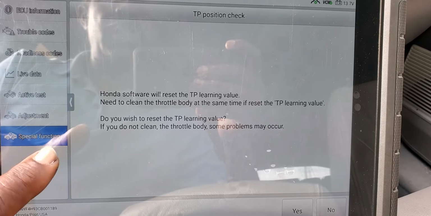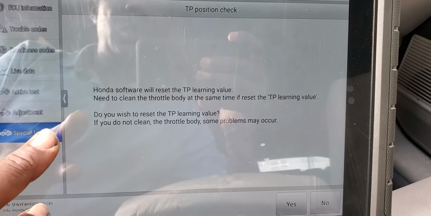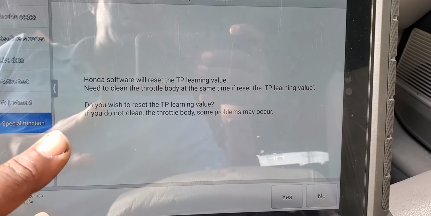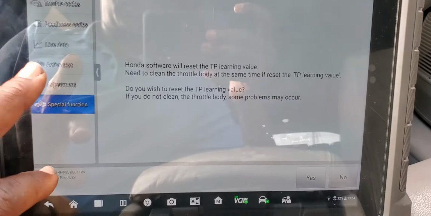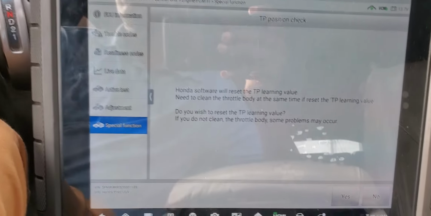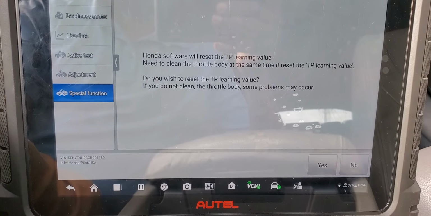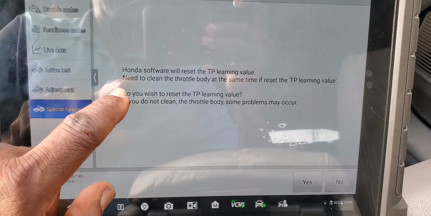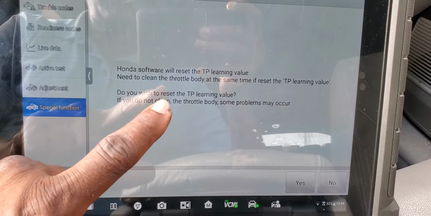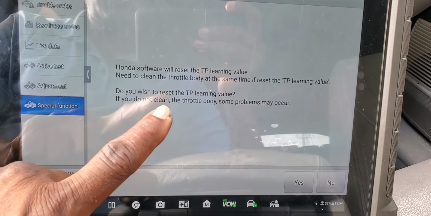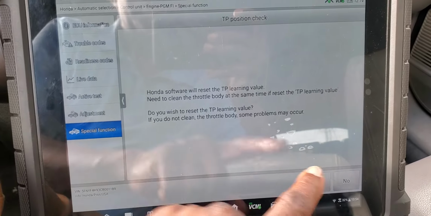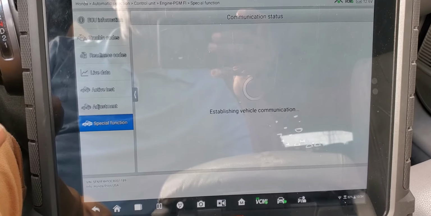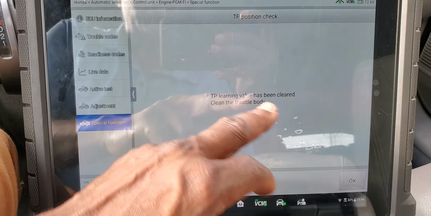Honda software will reset the TPS learning value. Need to clean the throttle body at the same time if you reset the TPS value. Do you wish to reset the TPS learn value? If you do not clean the throttle body, some problem may occur. Yes, I even changed it. So I'm going to reset it. Hopefully it's good. The TPS learning value has been cleared.